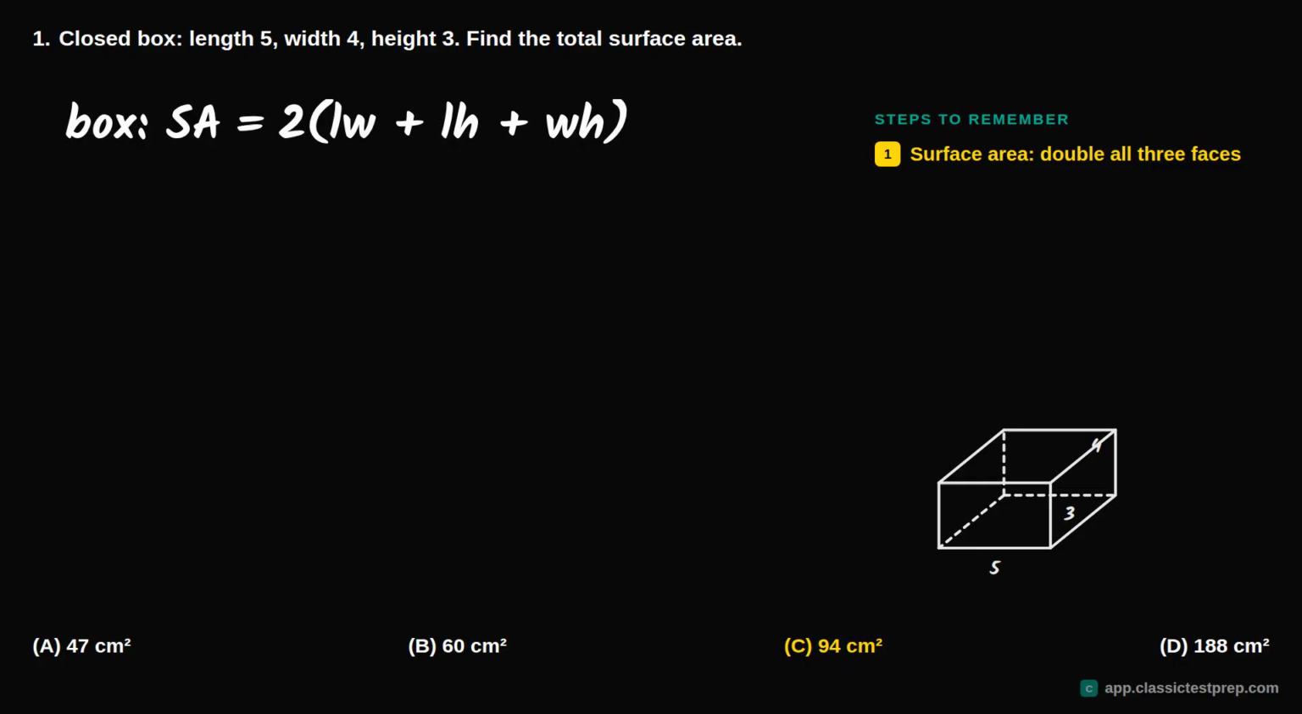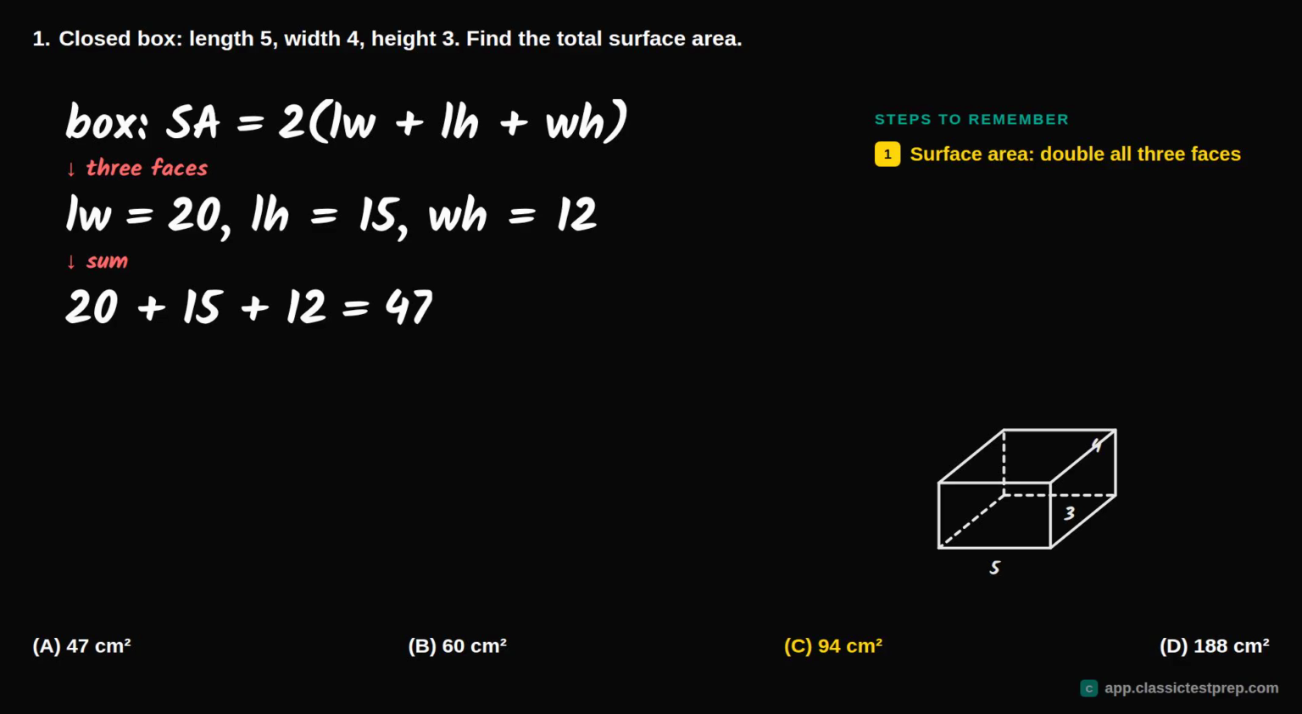So we need to find the area of each face of the box and add them together. Now there will be 2 identical faces for every face that we find. There are 6 faces of the box, so we need 6 faces. And so we have 2 times the sum of 5 times 4.